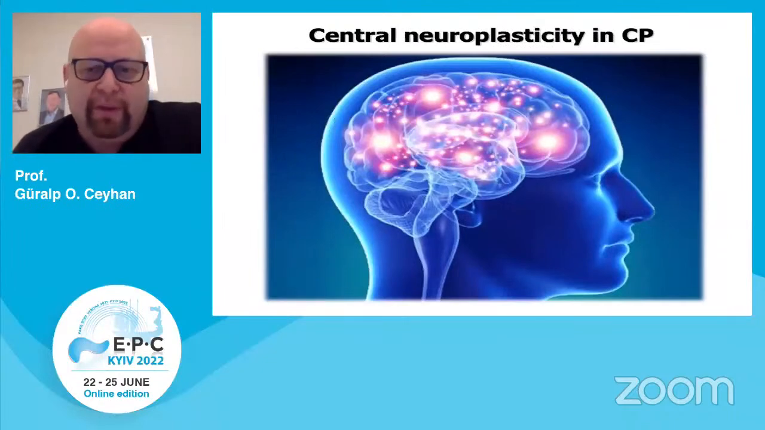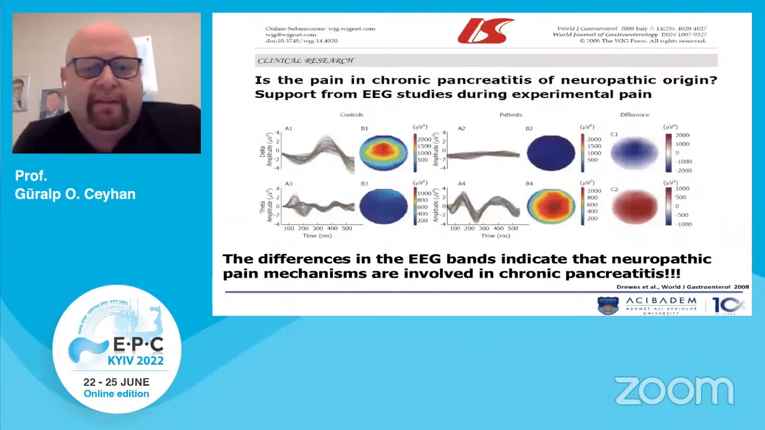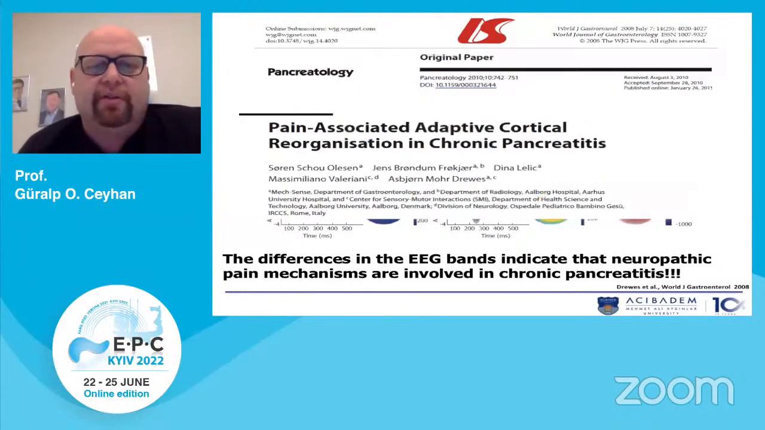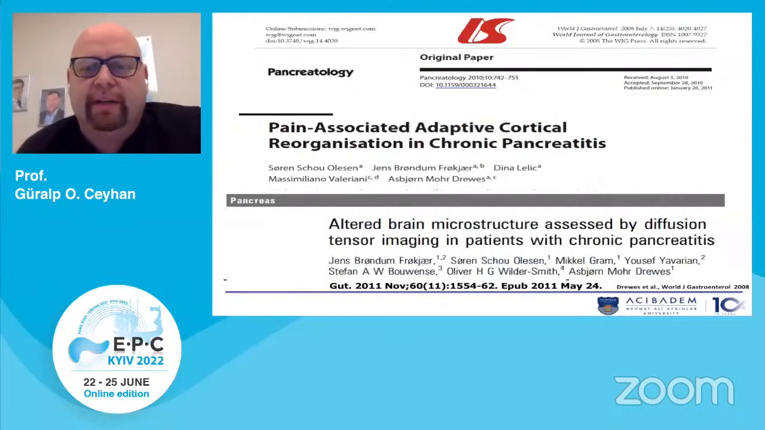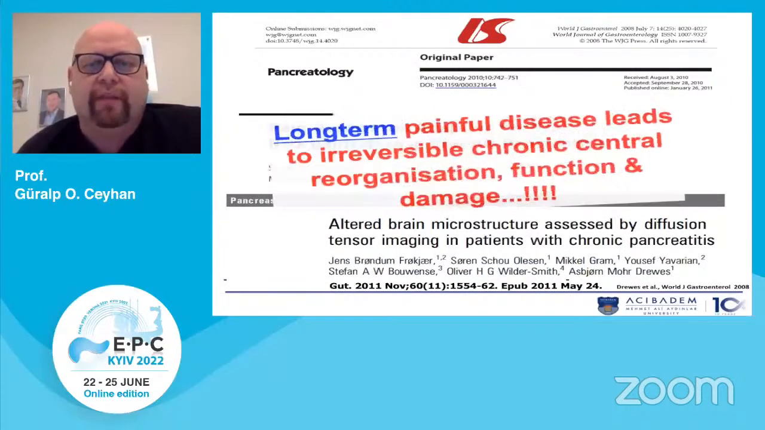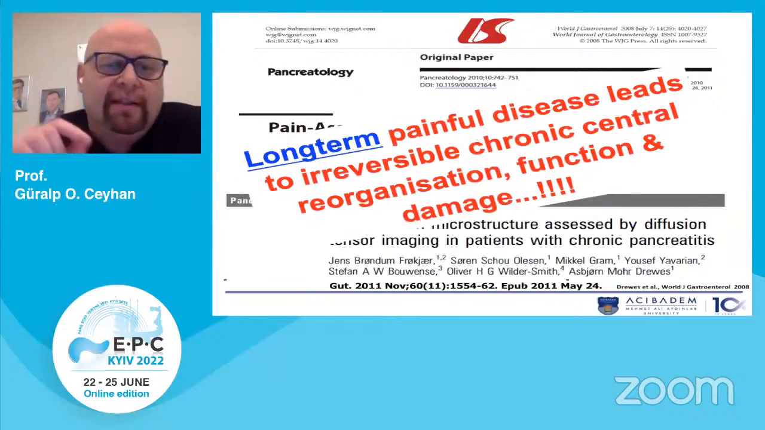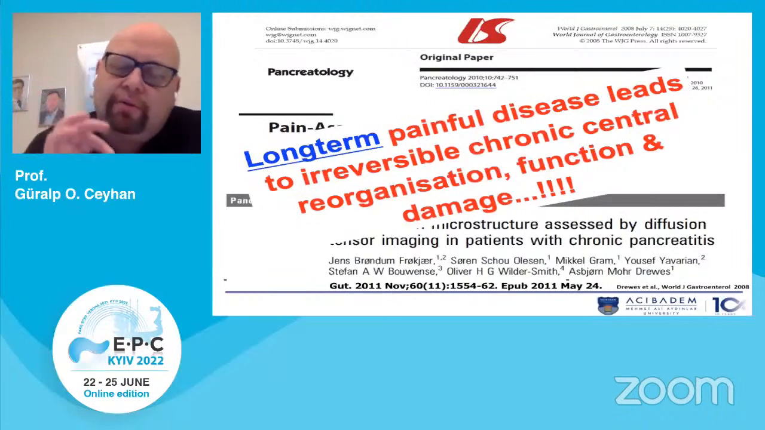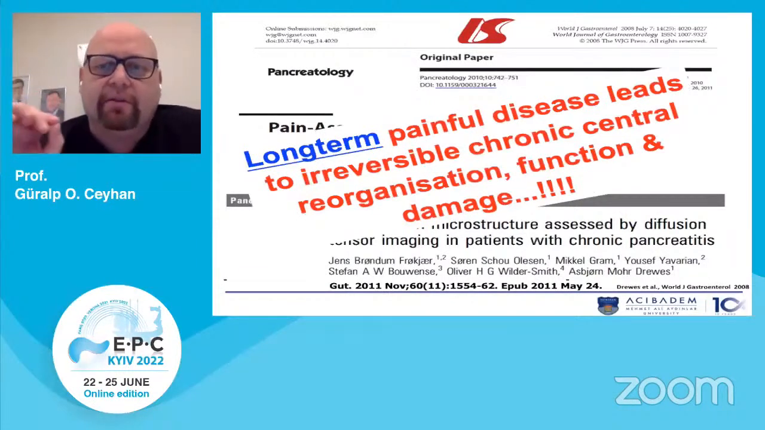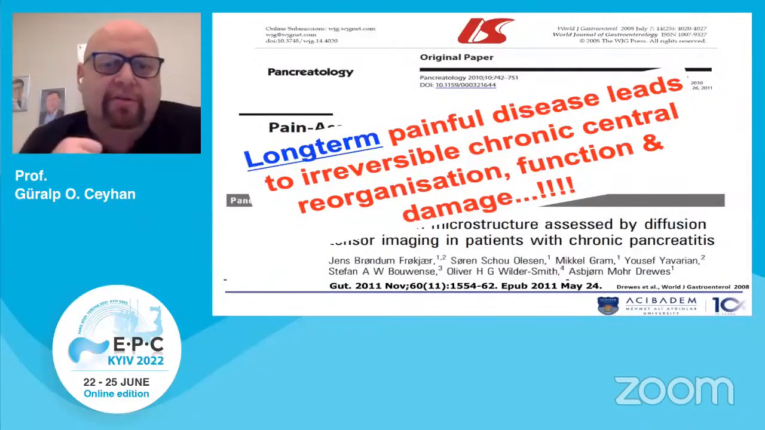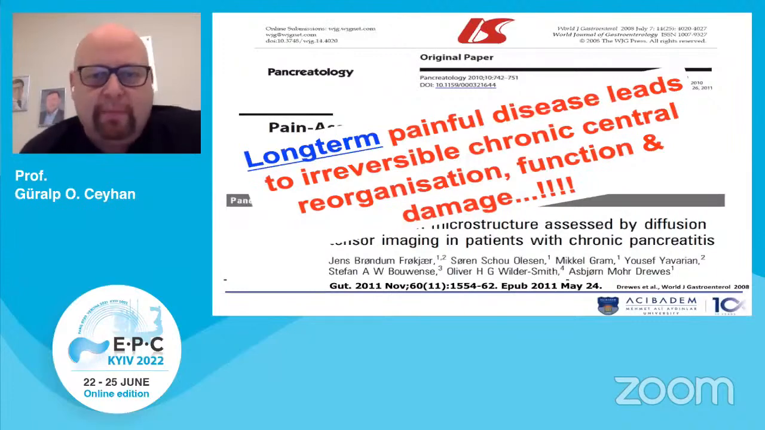Professor Drewes just talked before me, and I would like to show one of his great data sets: we clearly have central changes in patients with chronic pancreatitis, with different EEG patterns, with reorganization in the adaptive cortical system, and altered brain microstructure. These are all the news we have known so far, with much more coming from Professor Drewes' group. Very important is that a long-term painful disease leads to irreversible chronic central reorganization, function changes and damage, which then lead to hard-to-treat neuropathic pain sensations in these patients. So please keep this in mind.